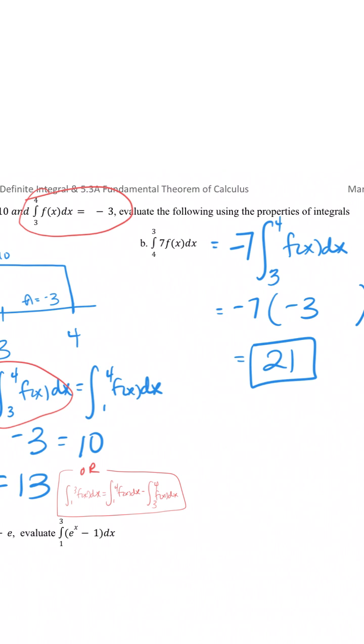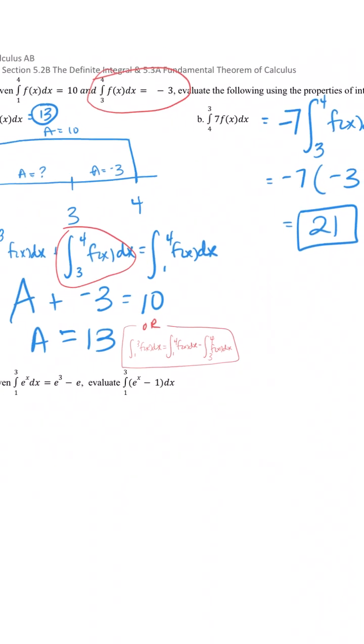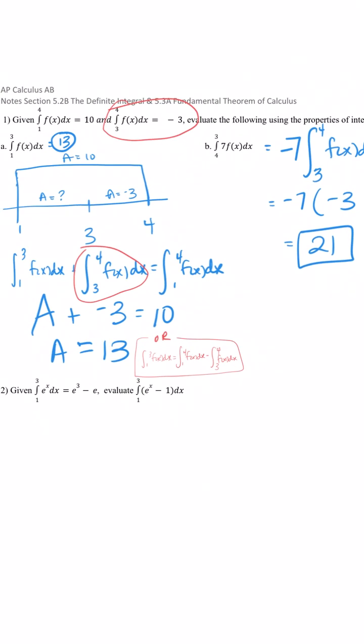Okay, so we can do another example that is maybe a little bit more complicated in terms of what the integrals are equal to, but this applies to any integral, whether they're just simple functions in function notation, or just variable notation, or whatever. So this one, we're given the integral of e to the x dx from 1 to 3, and that's equal to e cubed minus e.